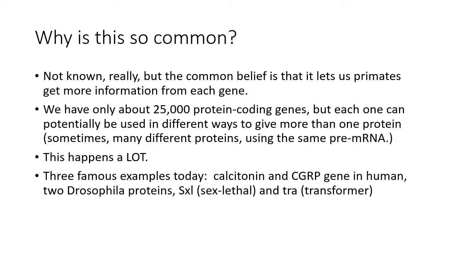Okay, we're going to do a couple of classic examples today. One is the calcitonin and CGRP gene in human, which is spliced to form two different peptide hormones that are active in different cells. And then two Drosophila proteins, Sex lethal and TRA, which govern sexual development in flies.